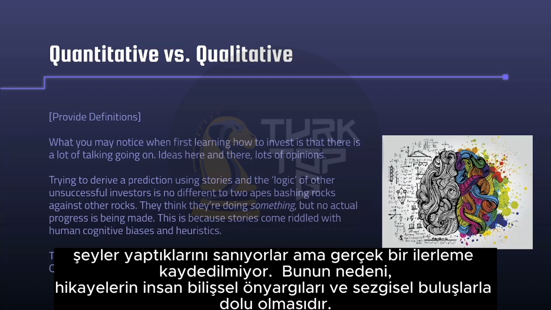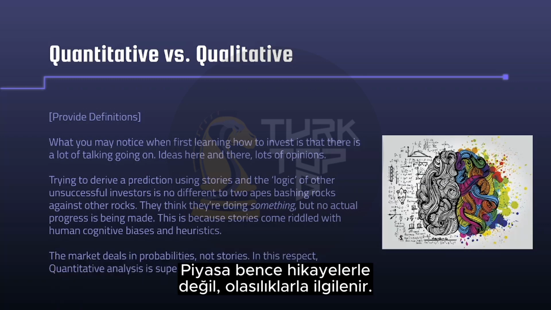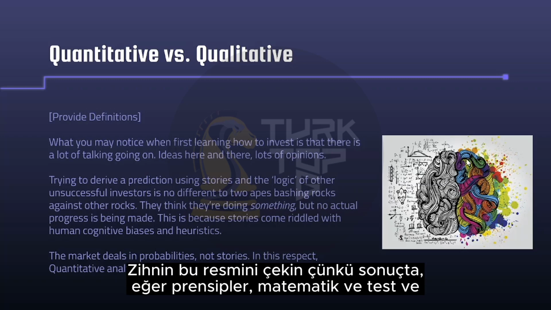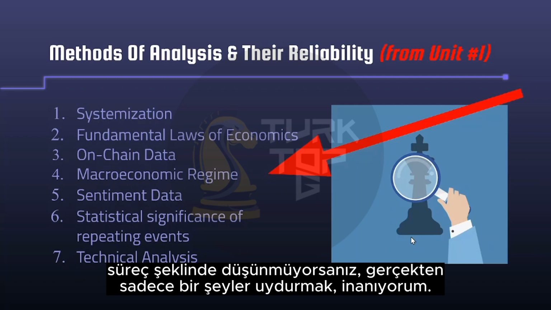This is because stories come riddled with human cognitive biases and heuristics. The market deals in probabilities, not stories, in my opinion. In this respect, quantitative analysis is superior to qualitative analysis. Pulled this picture of the mind because ultimately, if you're not thinking in the forms of principles, maths, and tested processes, really you're just kind of making things up, I believe.